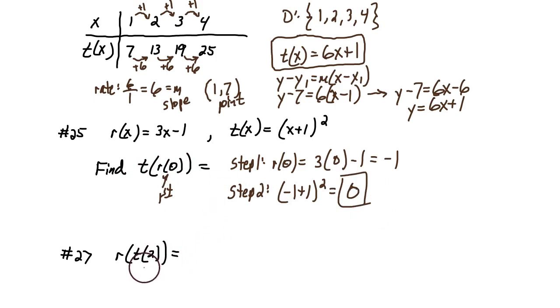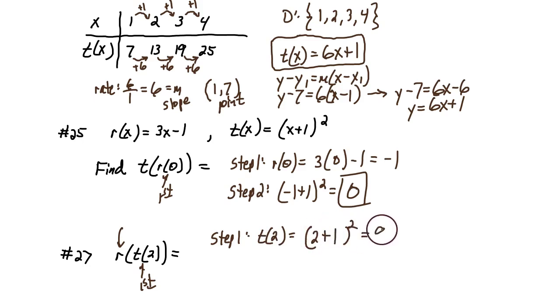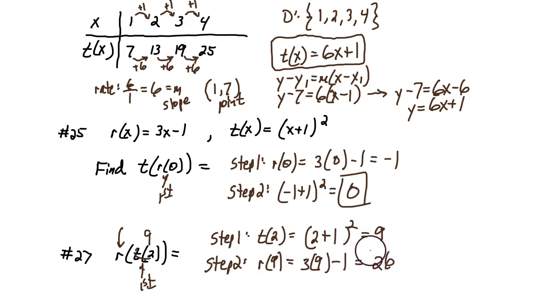Number 27, same idea. We're going to do this first to find out what this number is, and then substitute it into the r. So step 1, let's find t of 2. Take the rule for t and put a 2 where the x is. This makes 9. So now we know that this part inside here just turned out to be 9. So we want to find r of 9. That's our step 2. r of 9 is 3 times 9 minus 1. And that makes 26.